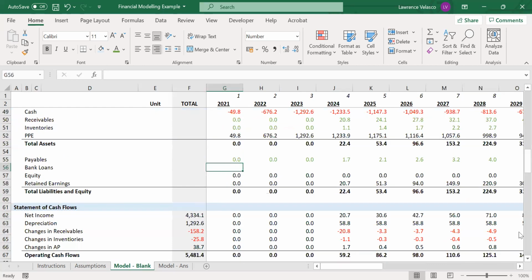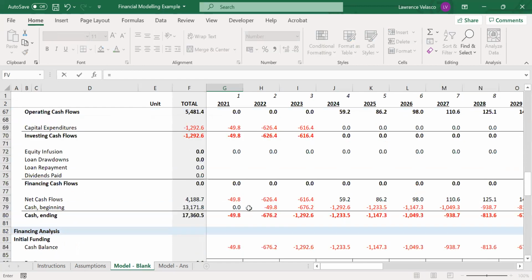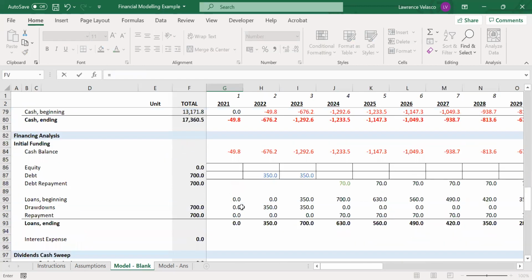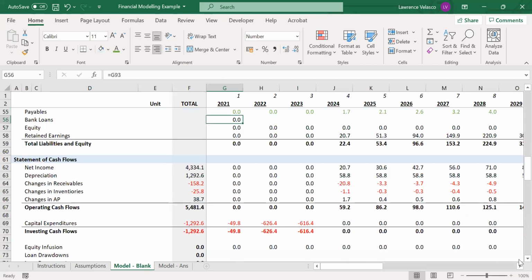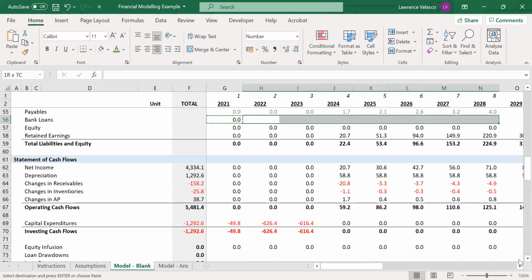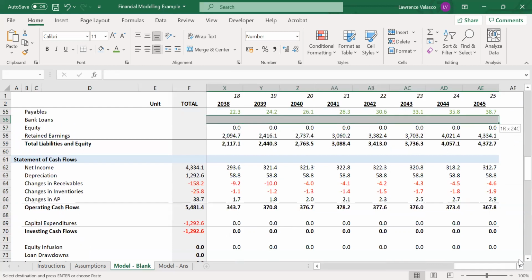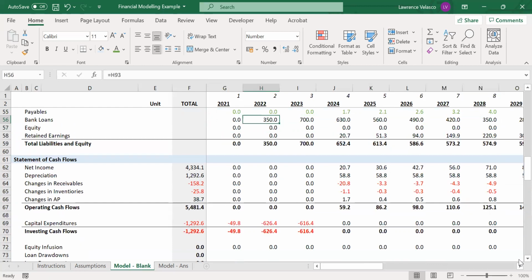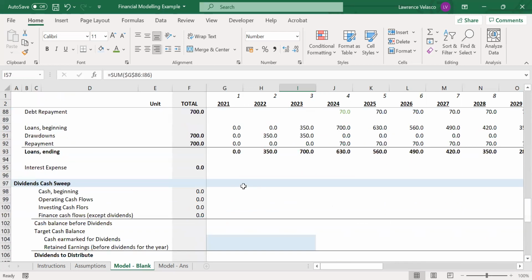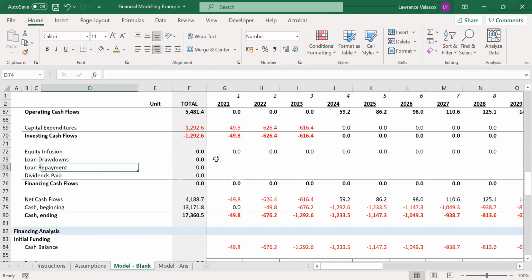You have bank loans, right? In 2021, you can compute that by going down below. There, I now have loans ending, and you can connect it. So now it's connected. Where else is the bank loans connected? In the loan drawdowns and infusions.